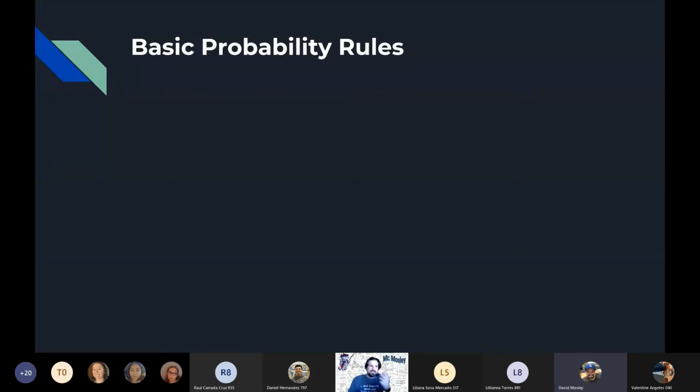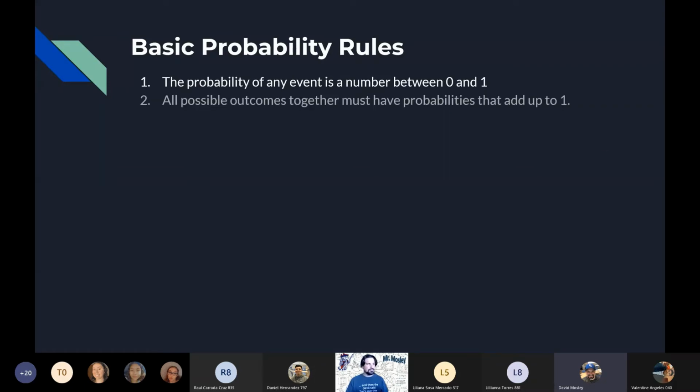So now we have some basic rules for probability. The first, the probability of any event is a number between 0 and 1, which again fits our definition of probability. All possible outcomes together must have probabilities that add up to 1. So even in our rolling the dice sample space, if we added up all of those boxes, 1 out of 36, we'd get 36 out of 36. Has to add up to 1.